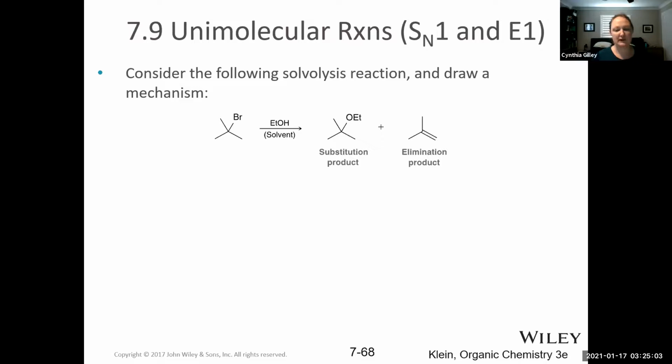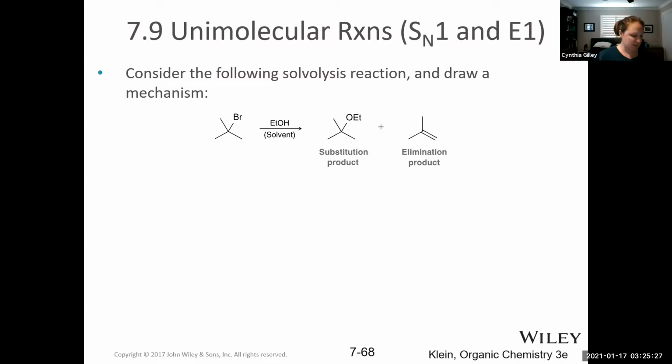Ethanol is a weak nucleophile. It is not a strong nucleophile. So because it's a weak nucleophile, it's not going to favor an SN2 reaction or an E2 reaction. It is a weak nucleophile and weak base, so by default it favors SN1 and E1, because being weak, it would disfavor SN2 and E2.